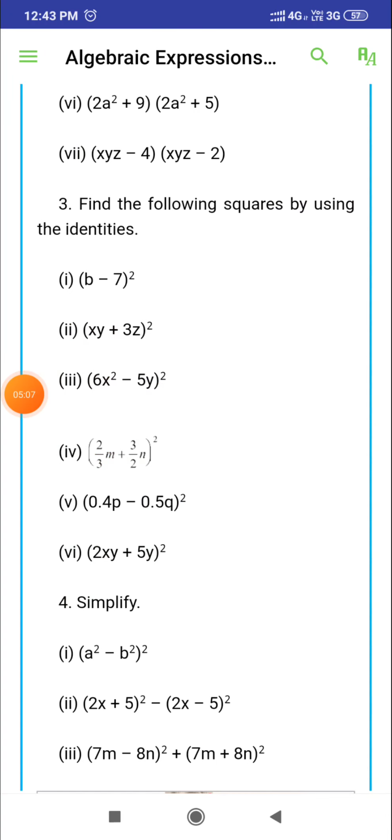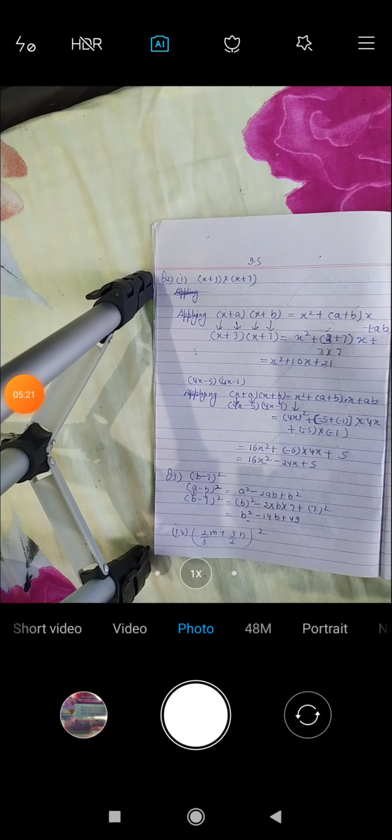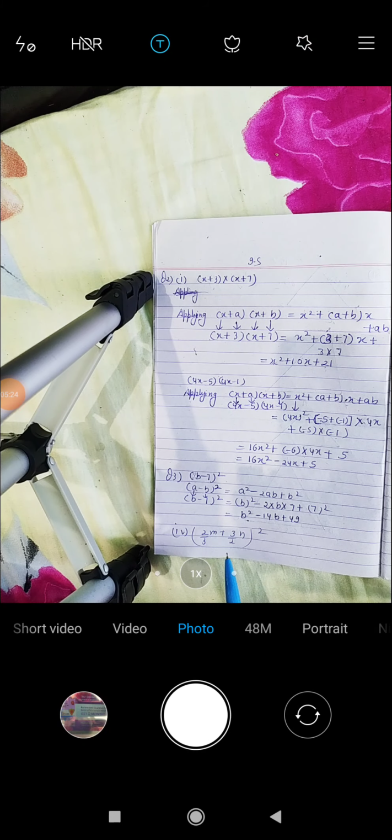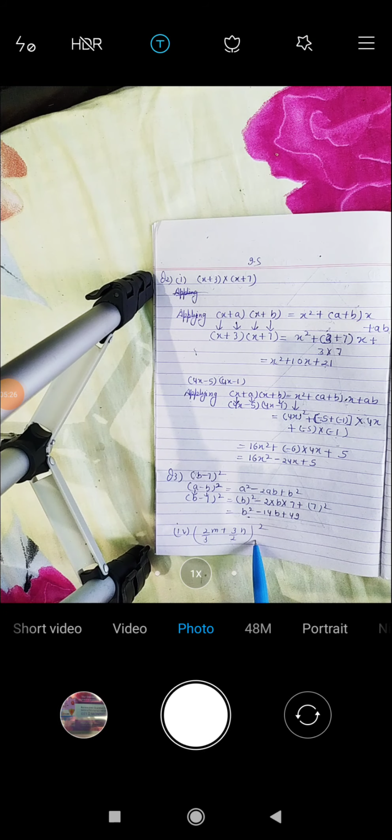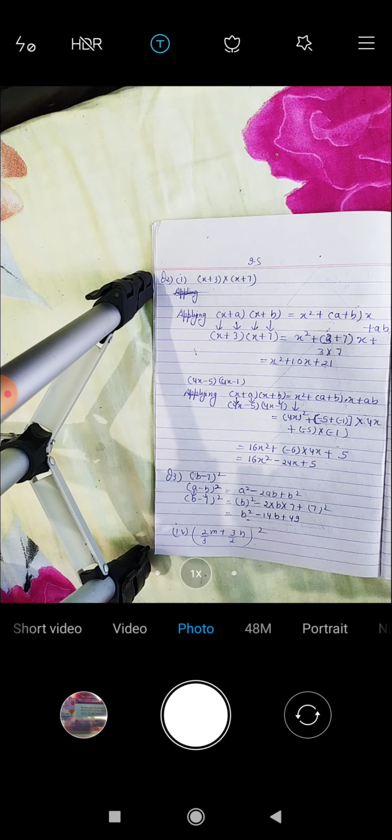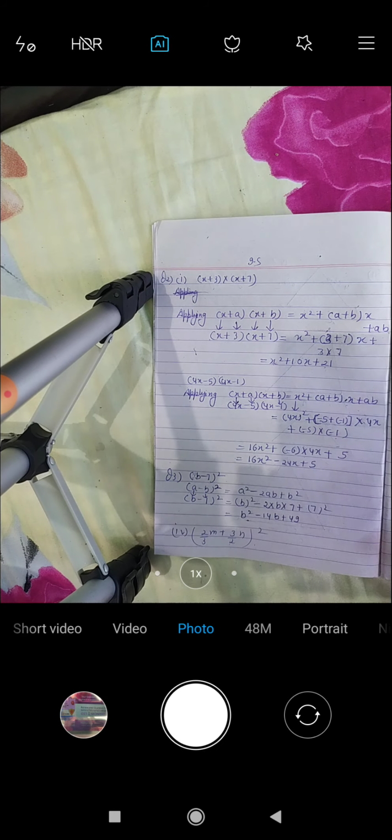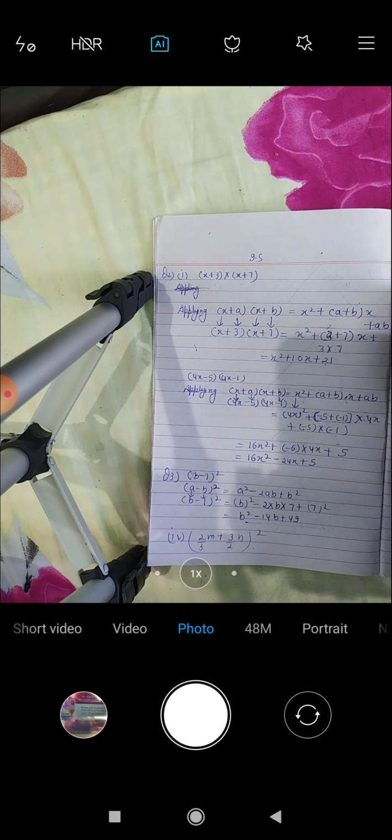In this way you can solve its second and third part. Now move to its fourth part, and fourth part is (2/3m + 3/2n)². So students, it is clear from the question that this question will be solved with the help of the first identity (a+b)², and (a+b)² is a² + 2ab + b².